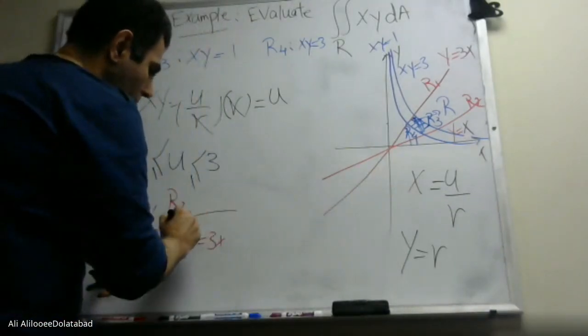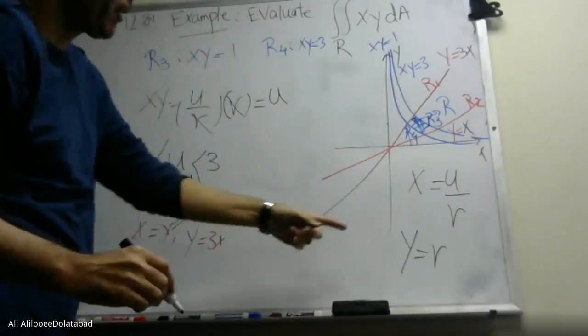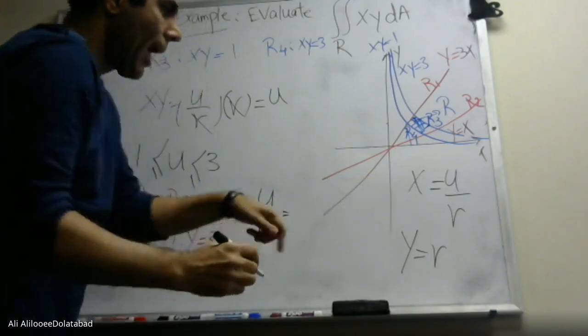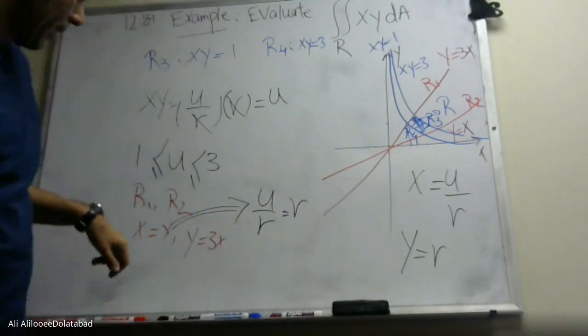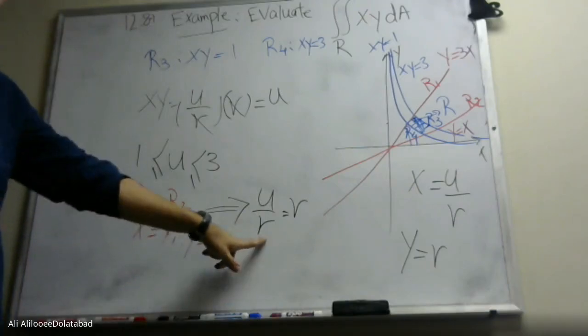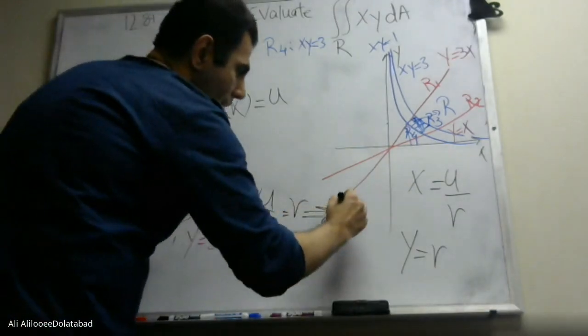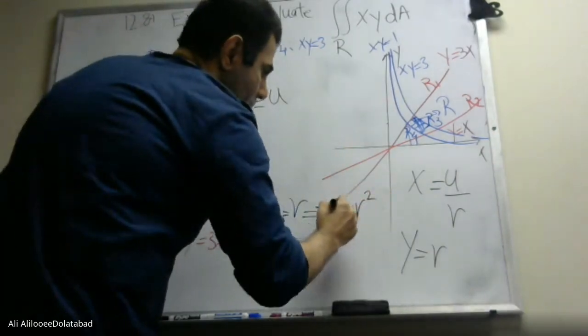Let's use this for x equal y, because x is u over v, and y is v. Then for x equal y, you have this equality, right? Then you can say you have u equal to v squared.